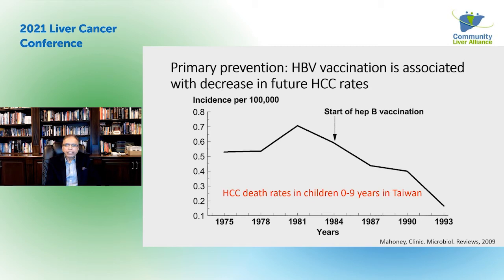Now, one of the greatest successes in HCC prevention and control of hepatitis was observed in Taiwan. Taiwan introduced hepatitis B vaccination in 1984. Over the years, this slide only goes up to 1993, but that led to a dramatic drop in HCC development and HCC death rates in children who are 0 to 9 years of age at the time of vaccination. Next slide.